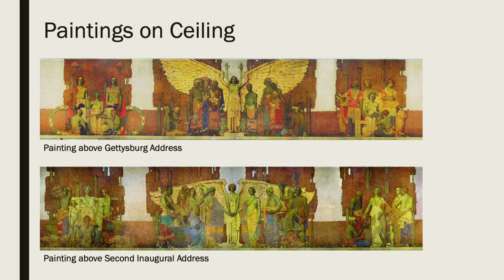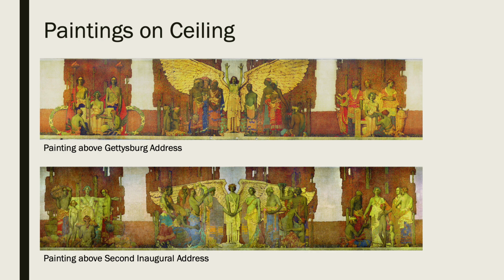If we take a look above the Gettysburg Address inscription, we can see the painting that I've included here at the top, which shows the angel of truth freeing slaves from bondage, with additional representations of justice on the left-hand side, and on the right-hand side we can see representations of faith, hope, and charity.